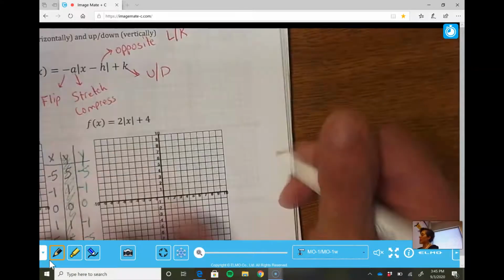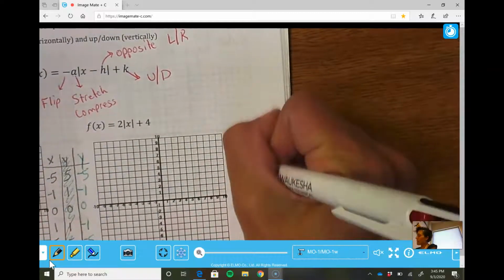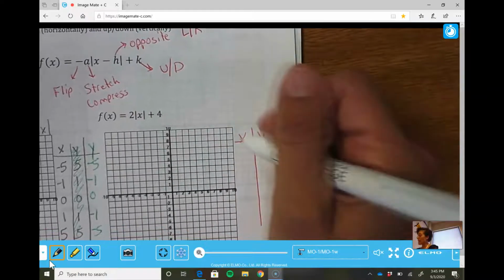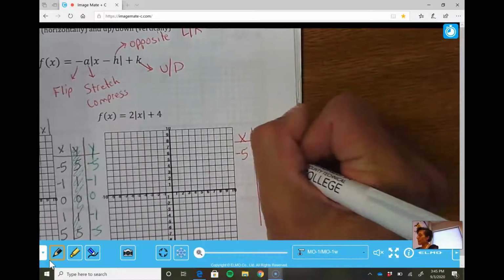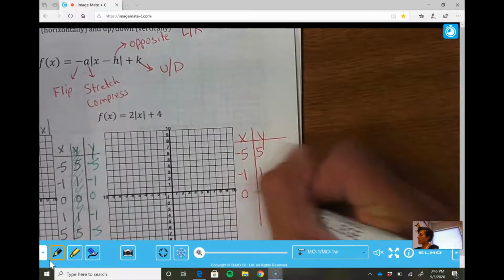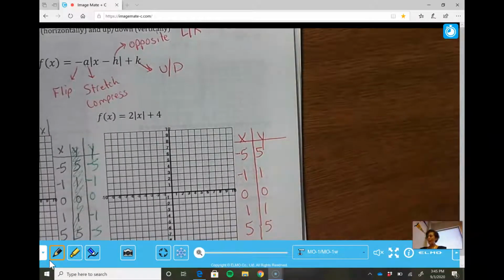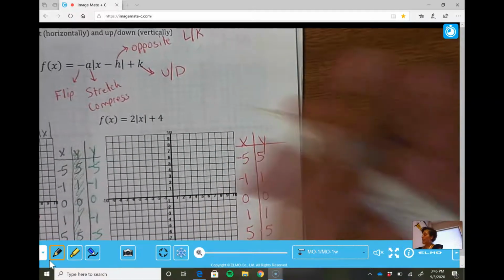So this time, I'm going to go about it from beginning to end, how I want you to approach it. So the parent function is what I look at first. -5 goes with 5, -1 goes with 1, 0 goes with 0, 1, 1, 5, 5. So I'm going to get those on there first. So what I need to do is identify my transformation.